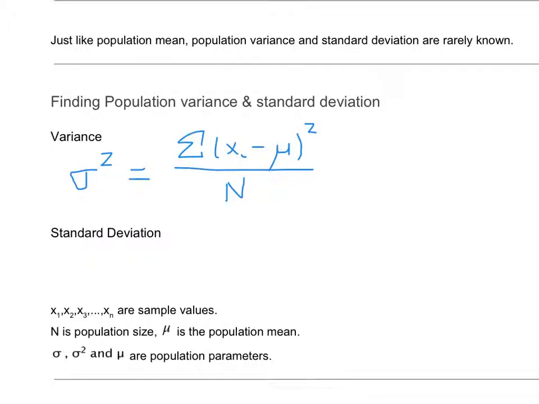And then standard deviation is going to be the square root of that. So we symbolize that with sigma. And that's simply the square root of the variance. So the square root of sigma squared.